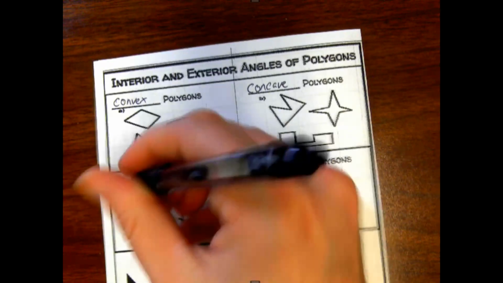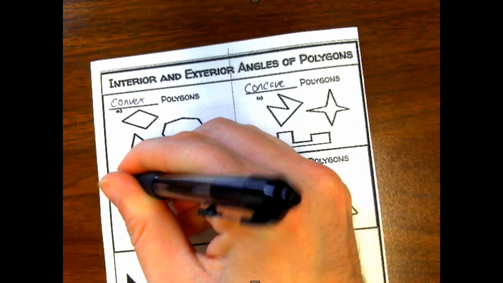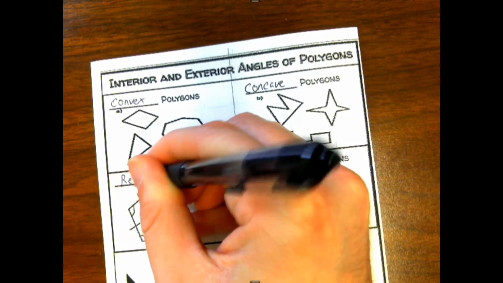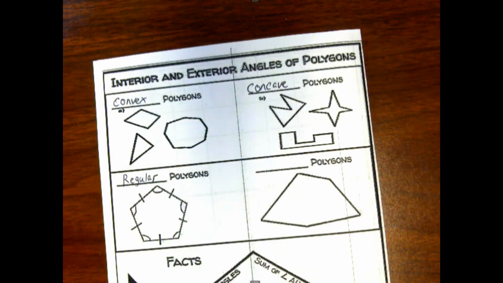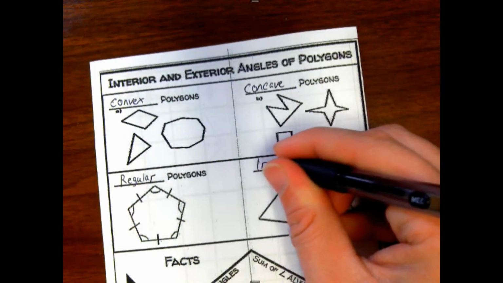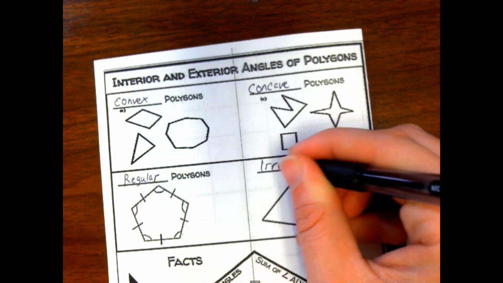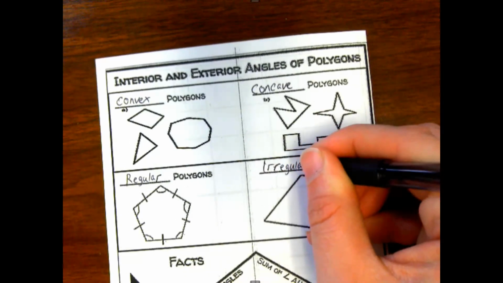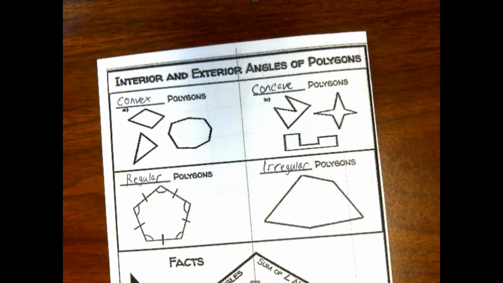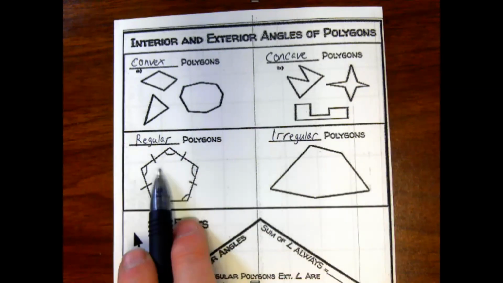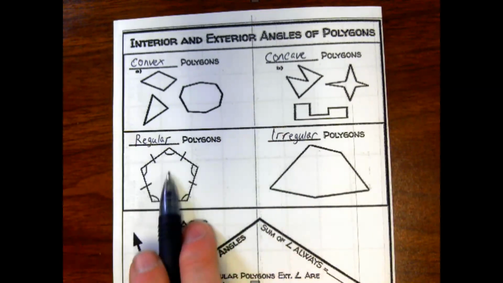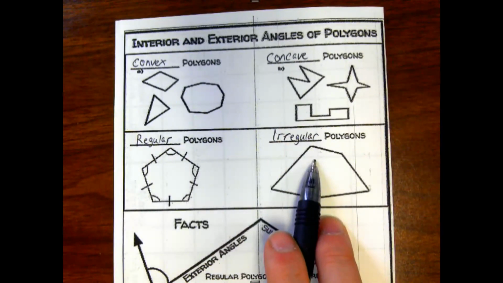This is an example of a regular polygon. Regular polygons, no matter how many sides they have, all the sides are the same length, they're all congruent to each other, and all the angles are the same, they're all congruent to each other. Irregular polygons have some sides and angles that are not the same as each other. So both of these shapes are pentagons. This one has 5 sides, this one has 5 sides. This one's a regular pentagon, this one's an irregular pentagon.